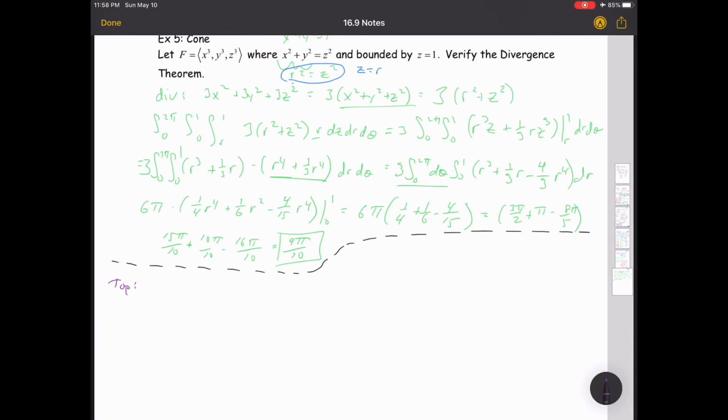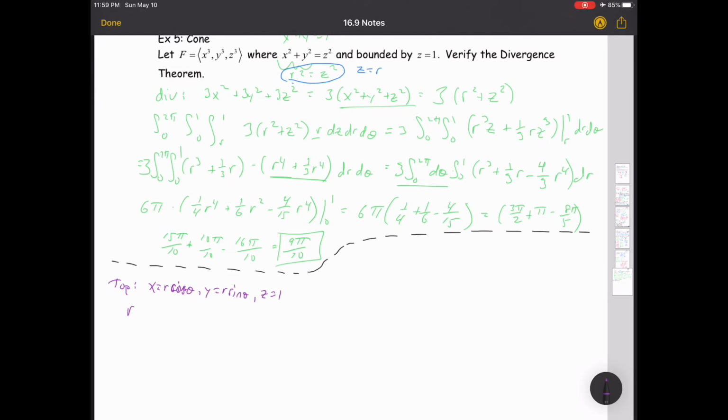I'm going to use polar as a disk. So x equals r cosine theta, y equals r sine theta, and in this case, z is just going to equal 1. That's the top disk. So let's go ahead and parameterize it.